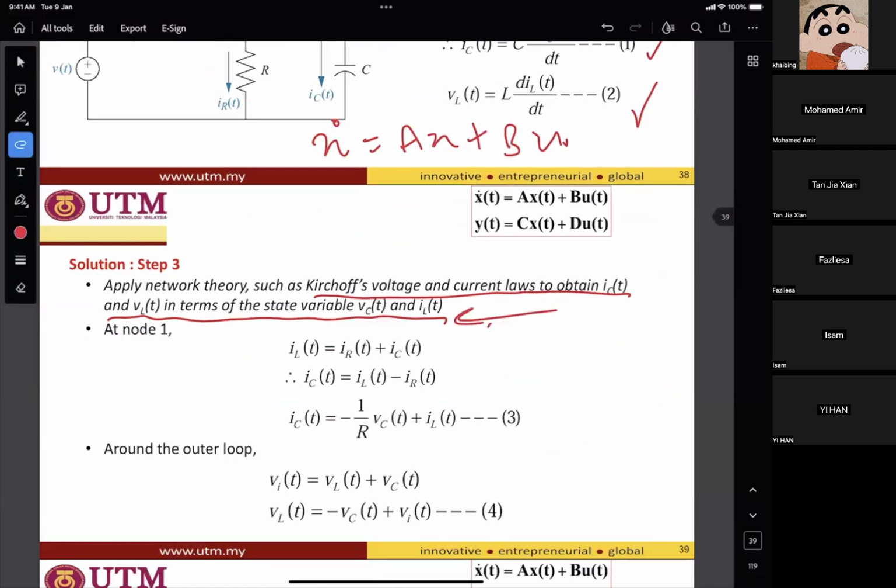Right. So this is the KCL, Kirchhoff current law. IC will become IL minus IR, but IR is equal to VC divided by R. Why VC? Why not VR?